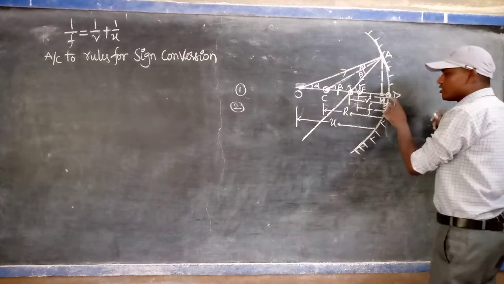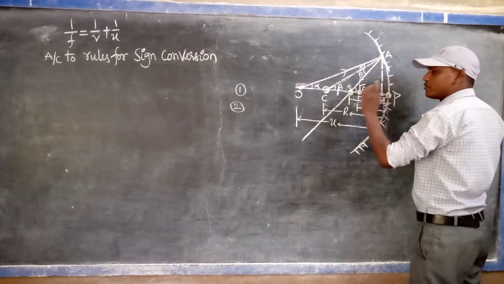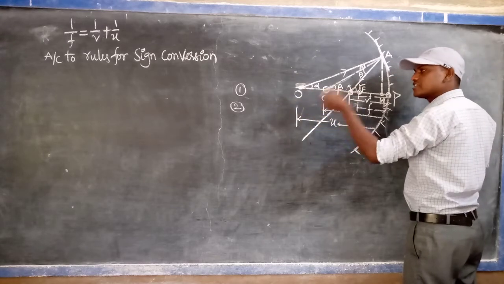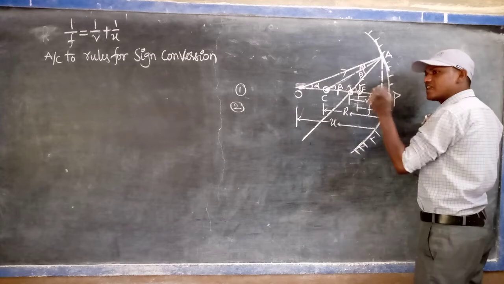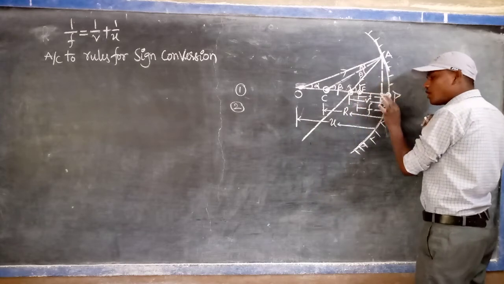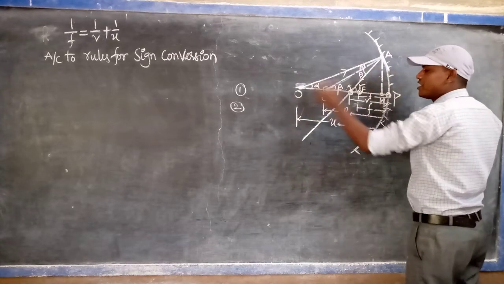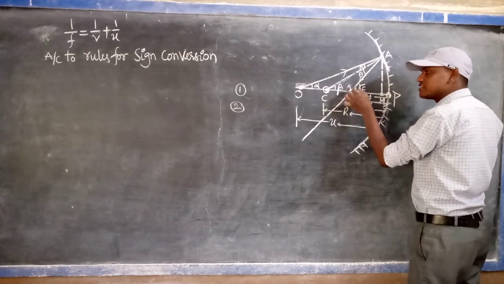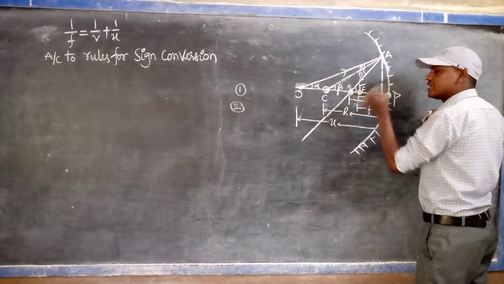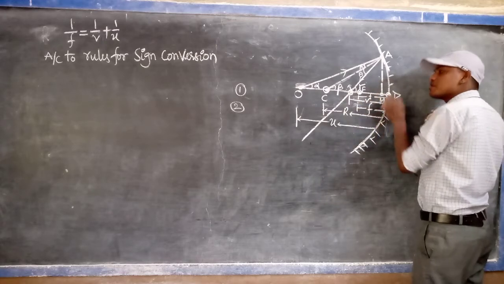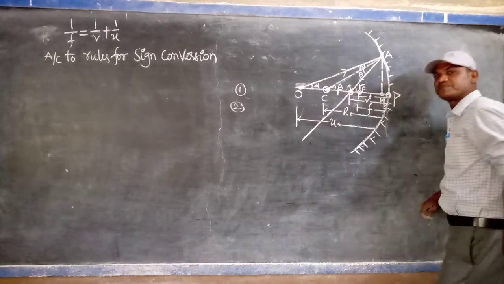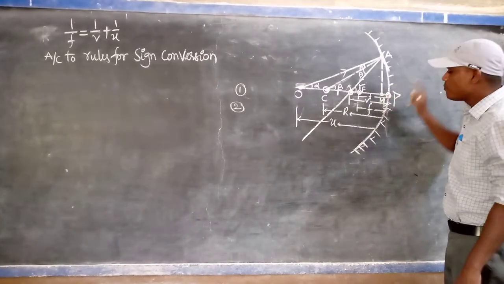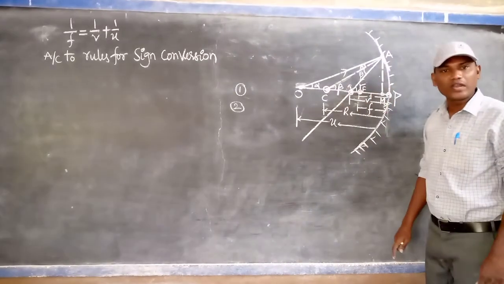Now you can measure the distances. Object distance means the distance from the pole of the mirror to the object, not from the object to the pole. Image distance means the distance from the pole of the mirror to the image, not from the image to the pole. This is the proper way. Any distance must be measured from the pole of the mirror only.